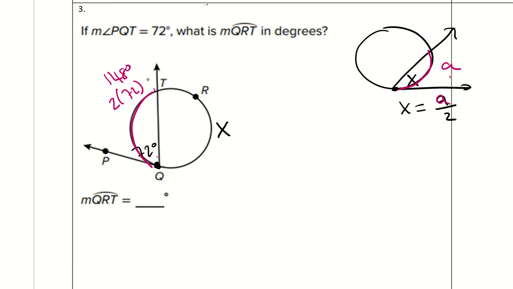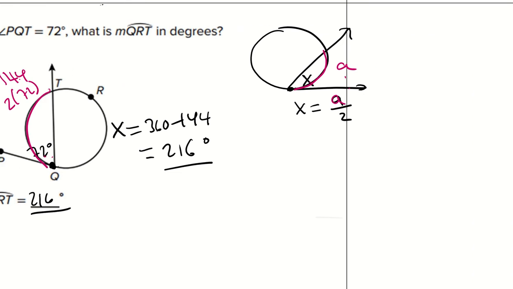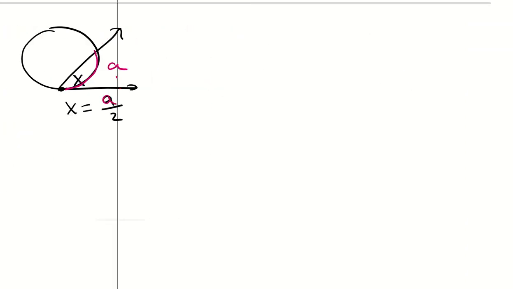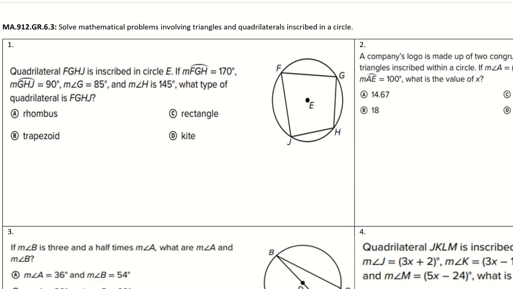And if this is 148, then that means that this is 360 minus 148 because they make a full circle. And in that case, I get 216. Oh, is it 248? No, it's 244. I'm sorry. It's 144 here, not 148. In that case, yeah, so it's 216. Yeah, 216 degrees. All right, so these kind of work like inscribed angles at the end of the day. So let's move on to 35.